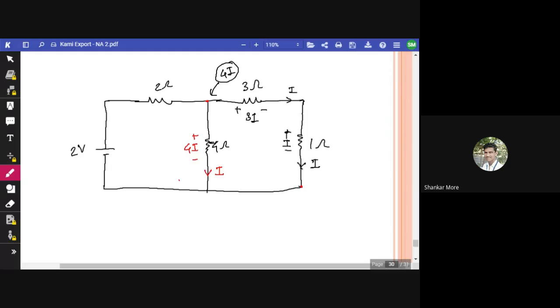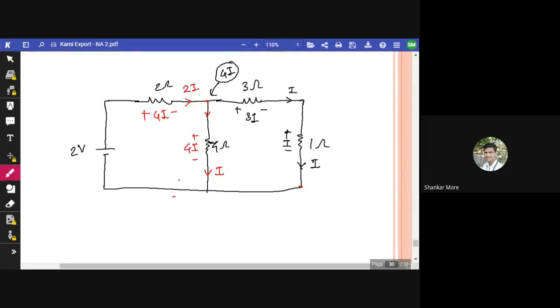Did you get this? Now I is going here, I is going here, I is going here. So what will be the current coming through this branch? Isn't it 2i? It is 2i, right? So 2i is coming from this branch. So it is one I going here, second I going here. Now if 2i current is flowing through this branch, the voltage here should be 4i.